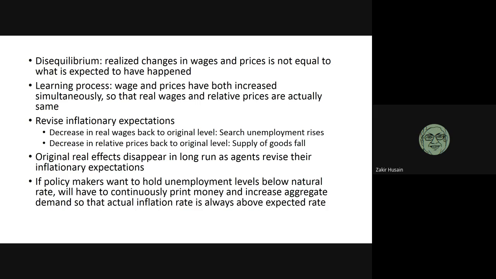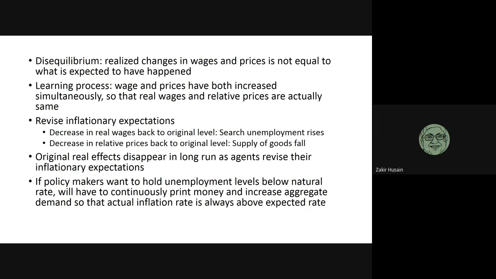In the short run, producers had believed that P1 only had gone up. So there was a favorable change in the relative price ratios. But they realized no, this is not true. Relative prices are actually much lower than what I had assumed. So supply of commodities will fall. So the original real effects which occur in the short run gradually disappear in the long run as agents revise their inflationary expectations.